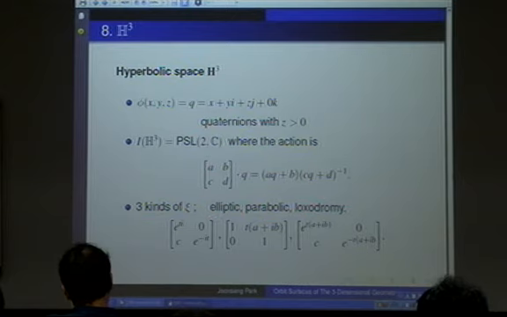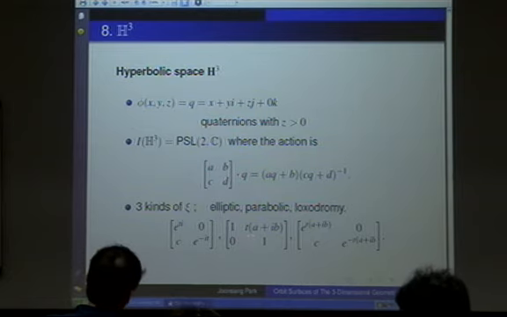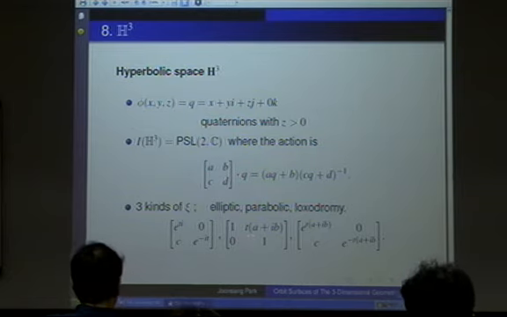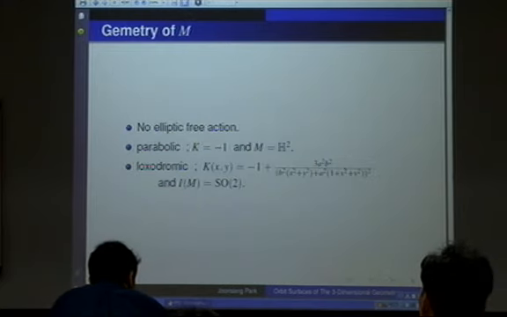Then three kinds of psi happen: elliptic, parabolic, and loxodromic. So that corresponds to this kind of things. So this looks the same as the elliptic case in the PSL2R case because this is a rotation. And this one is parabolic, the same as in the PSL2R case. And for the loxodromic case, I don't understand why this is called loxodromic. But anyway, it is well known that there are only this kind of one-dimensional subgroups.